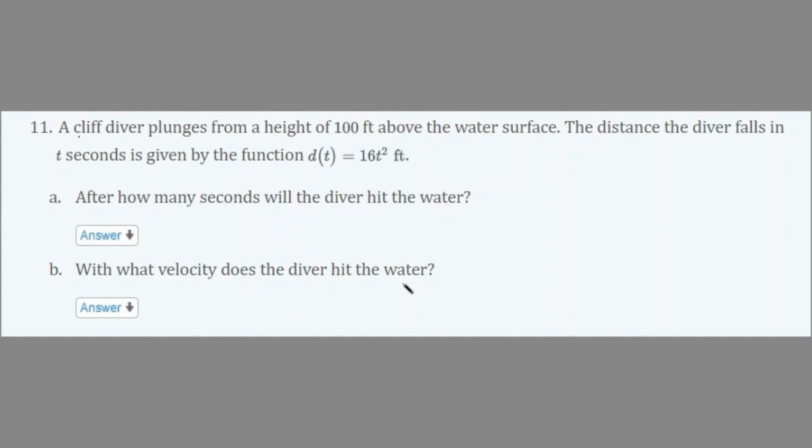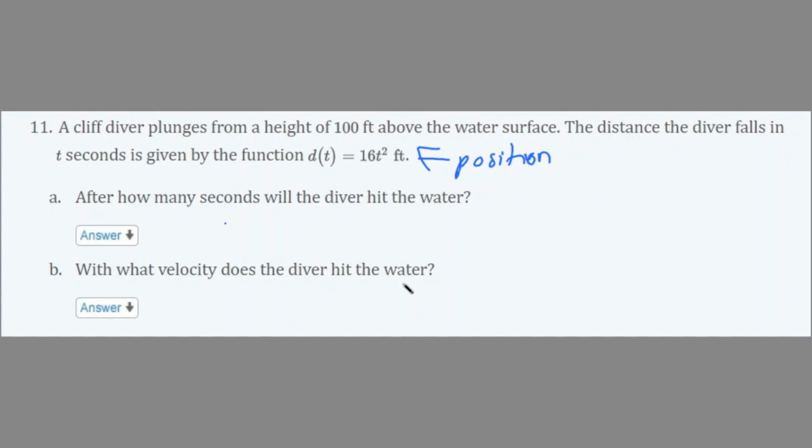Alright, so number 11 is a cliff diver plunges from a height of 100 feet above a water surface. The distance the diver falls in t seconds is given by the function d(t) equals 16t squared feet. So this function, to us, is the position function, or the equation rather. And the derivative of this would be the velocity function, which we will use in B.